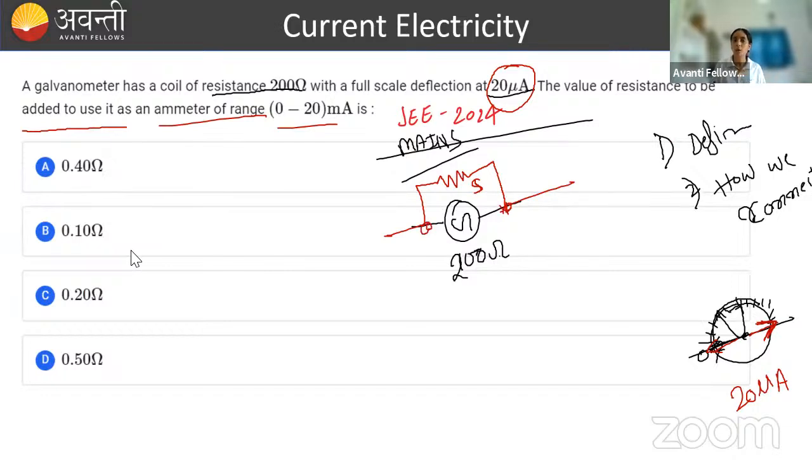ठीक है. और हमारे क्वेश्चन में अमीटर का रेंज कितना है? 0 से 20 मिली एम्पियर. मीन्स मैक्सिमम करेंट दैट दिस अमीटर कैन मेजर इज 20 मिली एम्पियर. ठीक है. सो मैक्सिमम करंट गेटिंग मेजर्ड इज 20 मिली एम्पियर. इसका मतलब जो यहाँ पे करंट आ रहा है टोटल इन द अमीटर दैट इज मैक्सिमम 20 मिली एम्पियर.